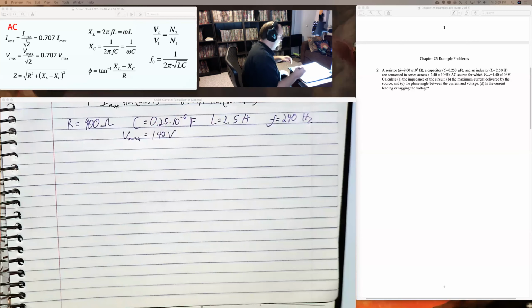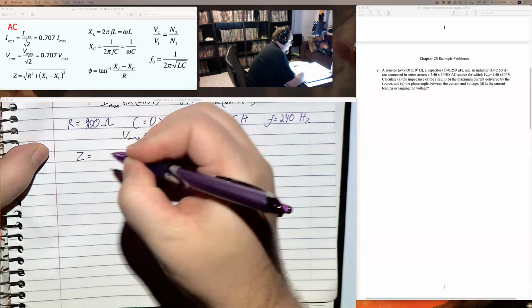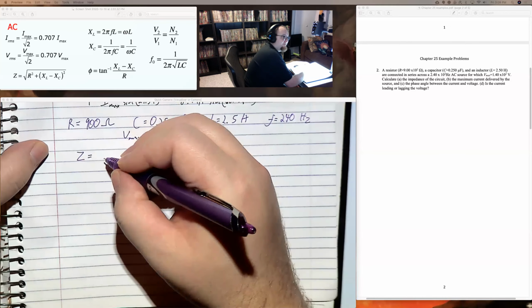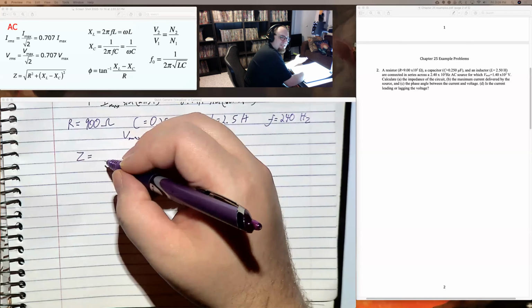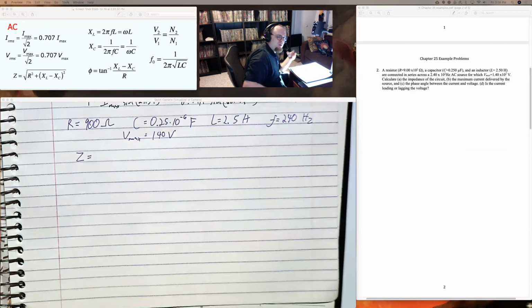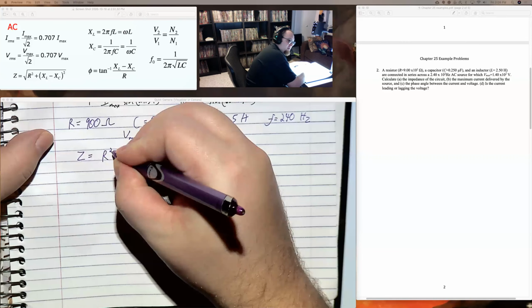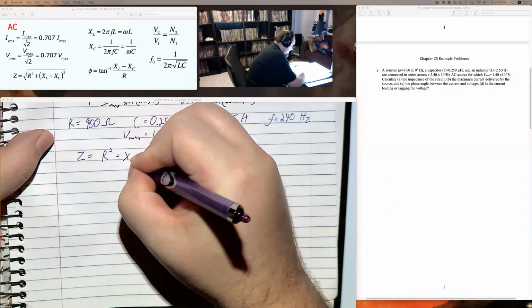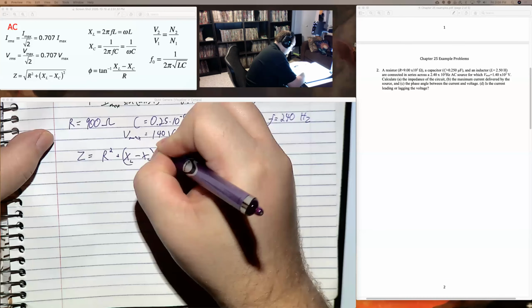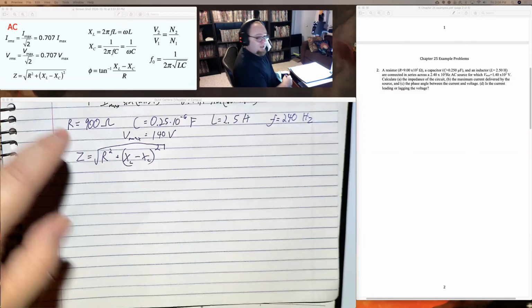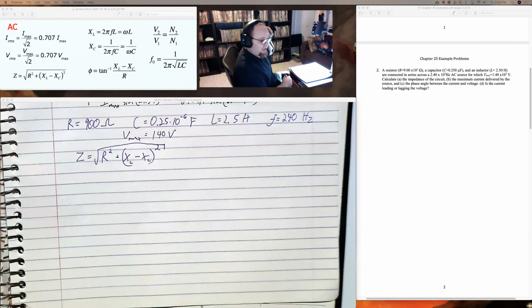Well, the equation for impedance is impedance, which is kind of the equivalent resistance, but not really. It's more complicated than that, but it's how much it acts like a resistor. Impedance is given as the square root of R squared plus (XL minus XC) squared. I showed how we got this using vectors, also known as a phasor diagram. It was a way of looking at it as if it was vectors.